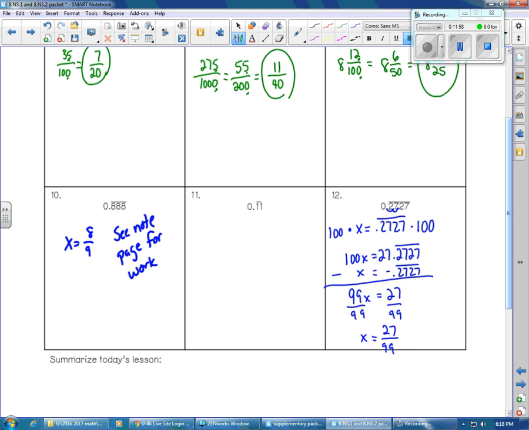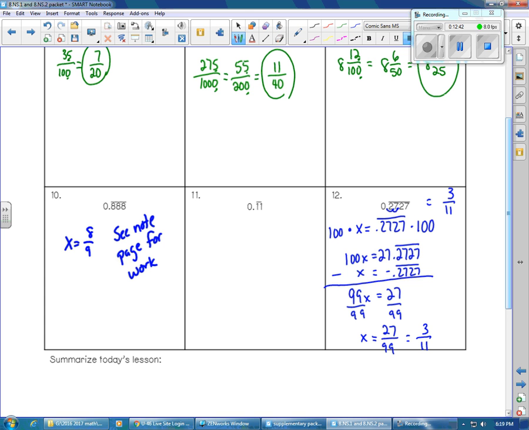Now 27 and 99, I'm looking at them and I'm thinking they can be reduced. And I'm thinking about my factors of 27. 3 and 9 go into 27, and 3 and 9 are going to go into 99. Now I'm going to divide both my numerator and my denominator by 9. 27 divided by 9, I get 3. And 99 divided by 9, I'm going to get 11. So the answer to this problem, 0.27 repeating, is equal to 3/11.